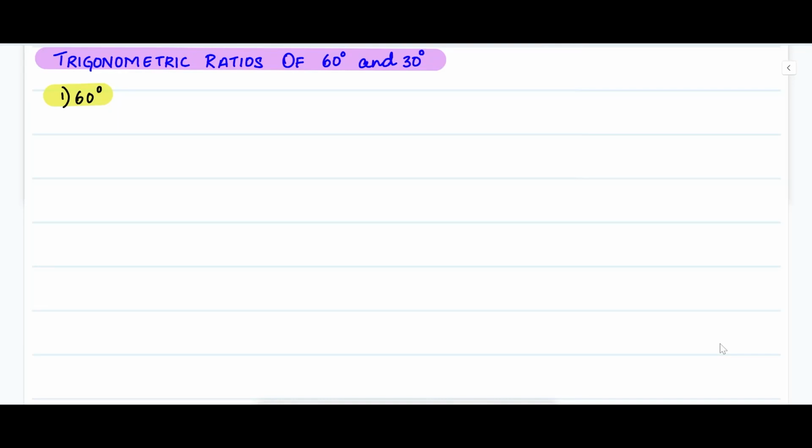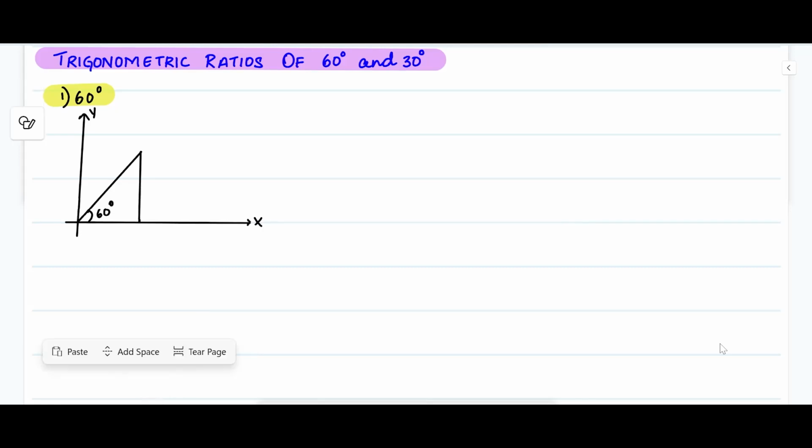So here we'll be deriving the trigonometric ratios of 60 degrees and 30 degrees. First one is 60 degrees. For that, let me draw a triangle in its standard position. So this will be our positive x-axis and this will be our positive y-axis. This is our right angle triangle which is having the angle 60 degrees.